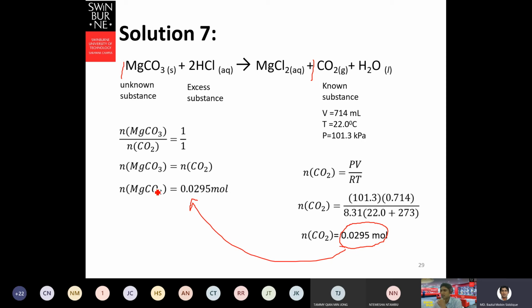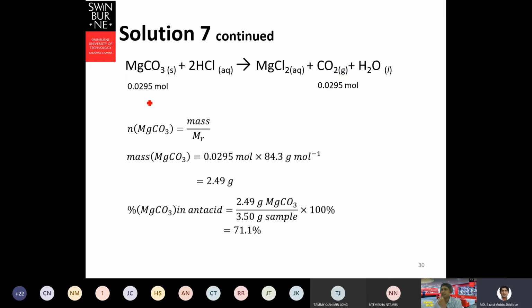Since we found the number of moles, we can find the grams of magnesium carbonate by multiplying by the gram per mole. This is 2.49 grams, but we used 3.50 grams total amount of the powder. So 2.49 out of 3.50 grams is how many percent? Altogether, it is 71.1%, right? 71.1% actually it is.